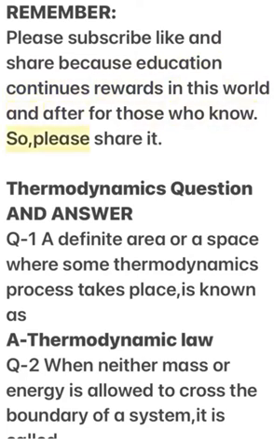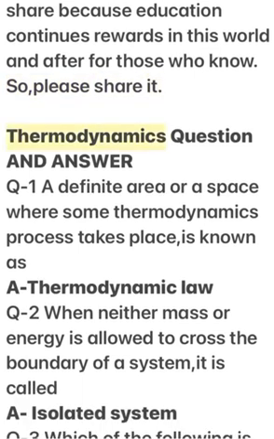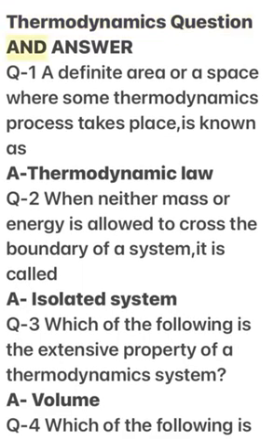Thermodynamics question and answer. Q1. A definite area or a space where some thermodynamic process takes place is known as a thermodynamic system. Q2. When neither mass nor energy is allowed to cross the boundary of a system, it is called an isolated system. Q3. Which of the following is the extensive property of a thermodynamic system?